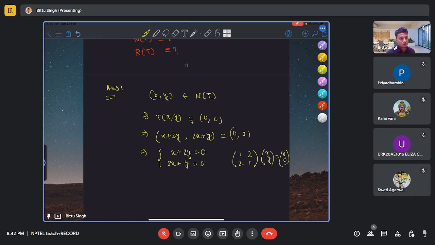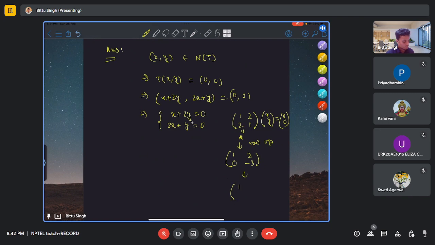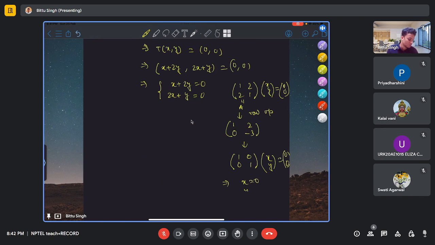Then what is the meaning of this? If you do a row operation, this will become [1 2; 0 -3], and again if you do a row operation, this will be [1 0; 0 1], right? So what will be the solution for this equation? Therefore, x equal to 0, y equal to 0, because those are already in the pivot.